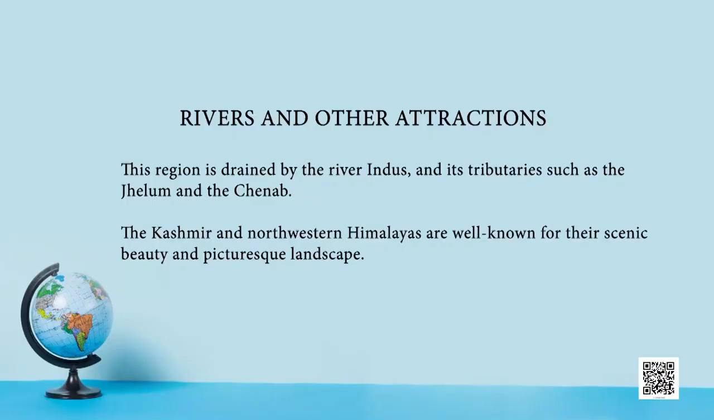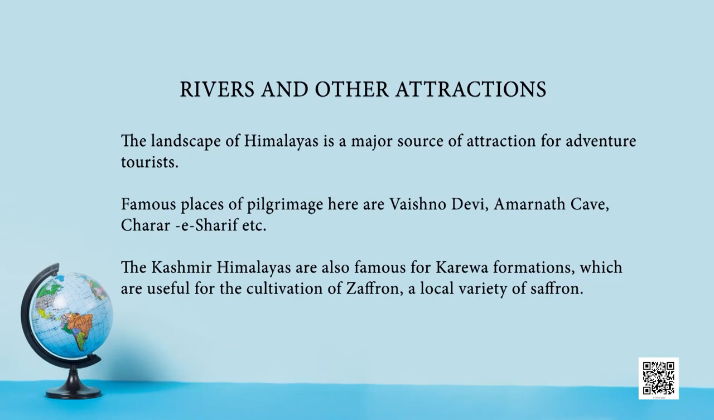This region is drained by river Indus and its tributaries, and the major tributaries are river Jhelum and river Chenab. The Kashmir and Northwestern Himalayas are well known for their scenic beauty and picturesque landscape. The landscape of Himalayas is the major source of attraction for the tourists, and it's also famous for adventure tourism. The famous places of pilgrimage are also located here, like Vaishno Devi, Amarnath Cave, Charari Sharif.